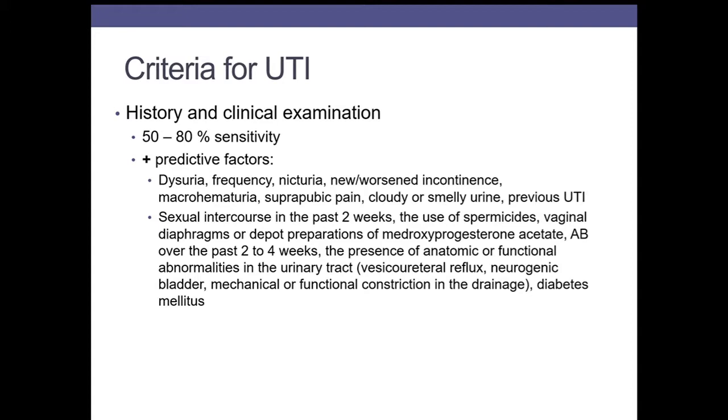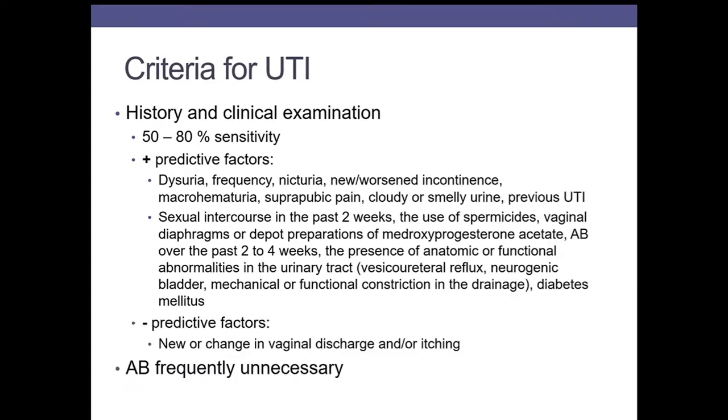and other factors like sexual intercourse in the past 2 weeks in women, use of spermicides, vaginal diaphragm, or some other kind of local preparates, if the patients were treated with antibiotics and have some abnormalities in the urinary tract, and also the patient with diabetes. These are all factors that increase the probability of urinary tract infections.